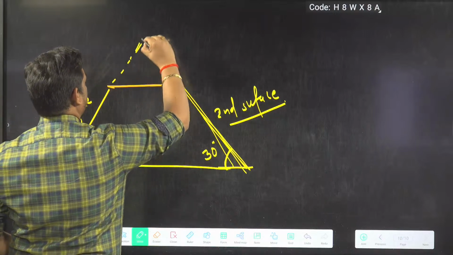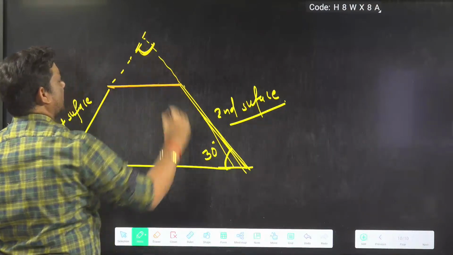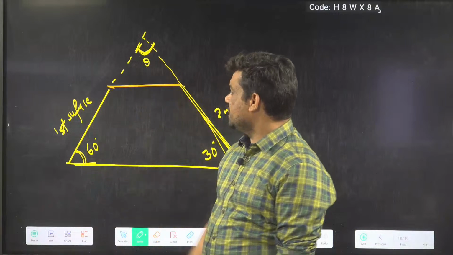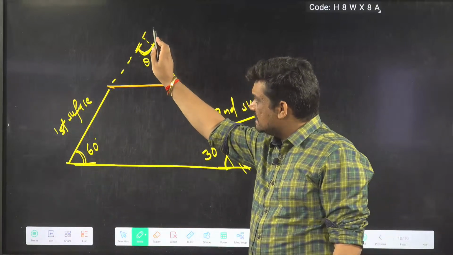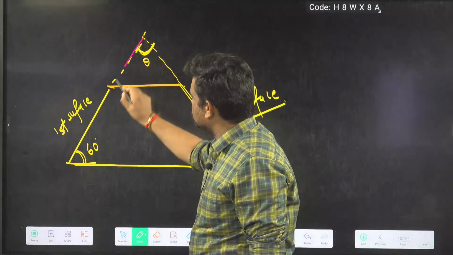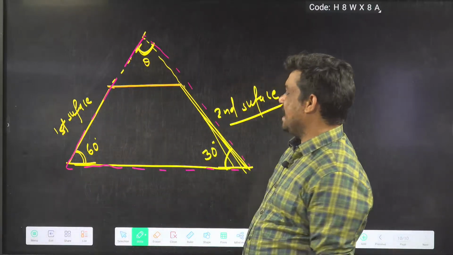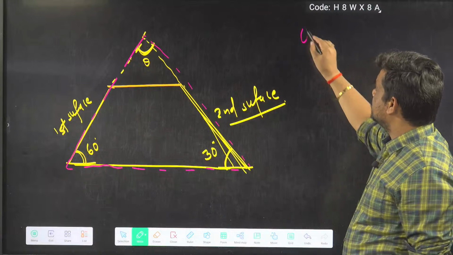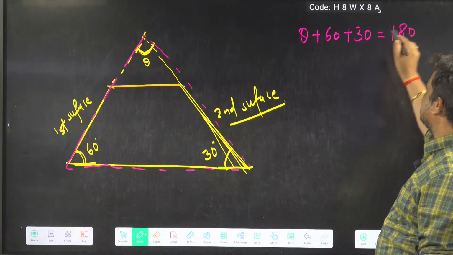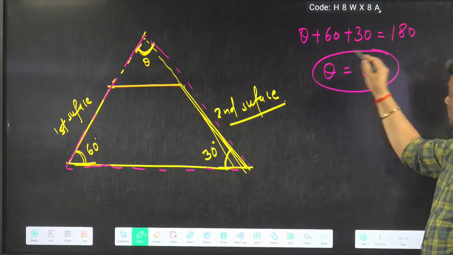When we extend like this, this is the angle we have to figure out here. This angle is our target, that is theta. Now this is actually one triangle, which you can easily visualize. So in this triangle, theta plus 60 plus 30 is 180. 60 plus 30 is 90, so theta becomes 90 degrees.